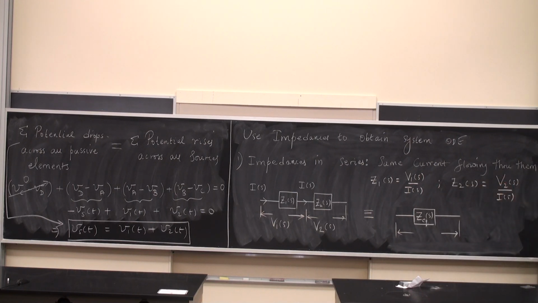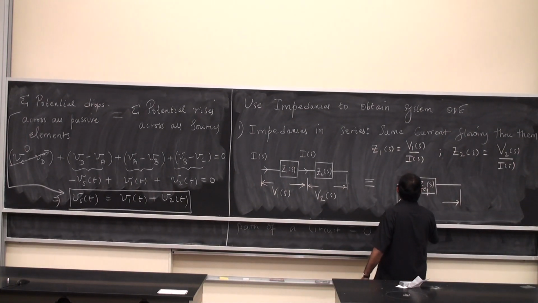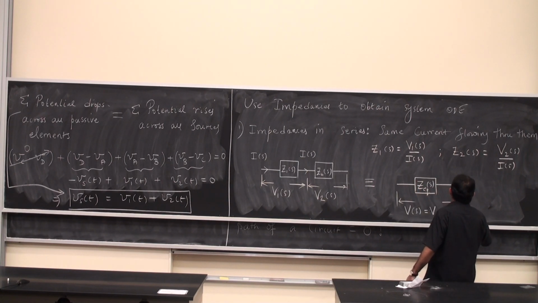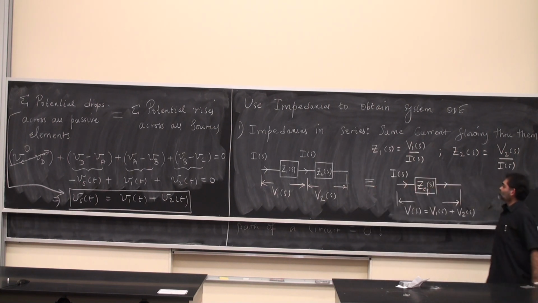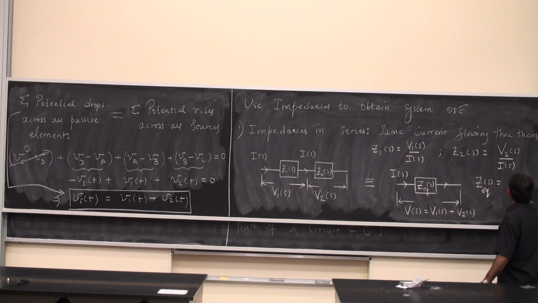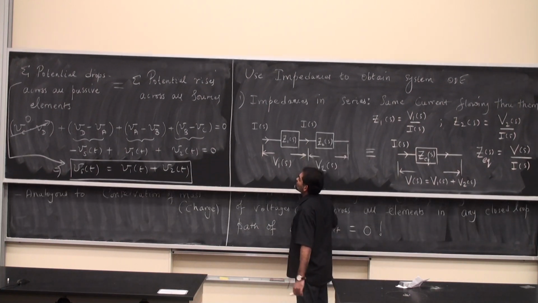The voltage drop across this is nothing but the sum of the voltage drops across the two elements. So this is now going to be V of S, and this is I of S. And obviously you can see that Z equivalent is V of S by I of S.